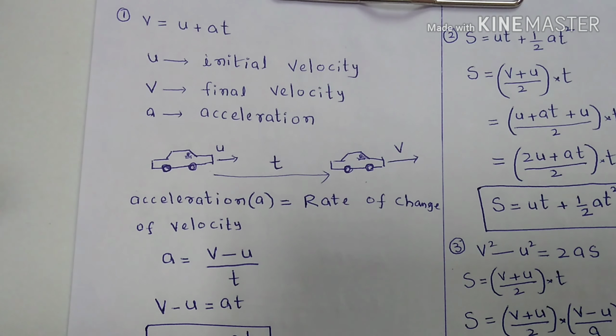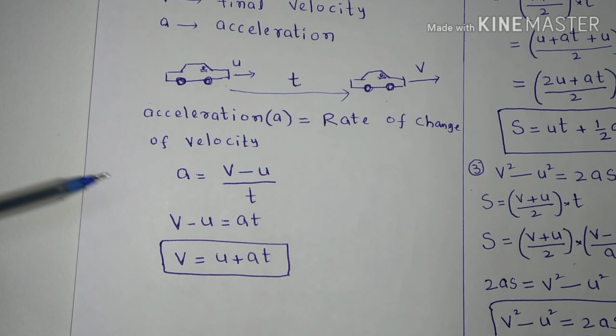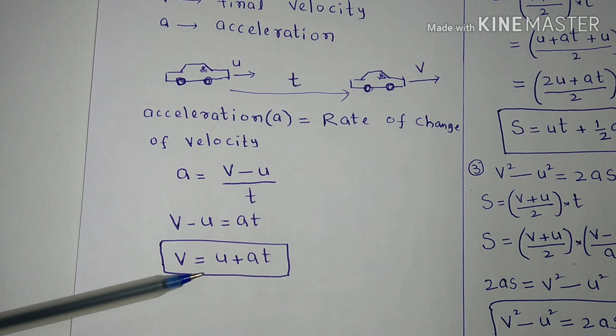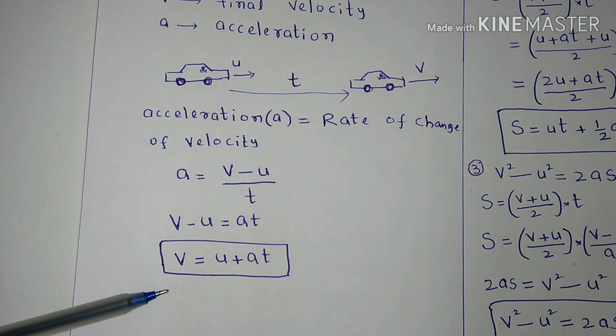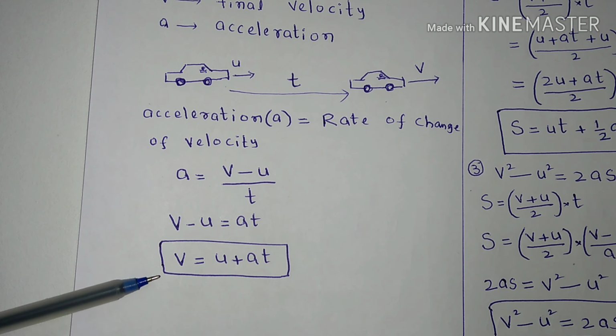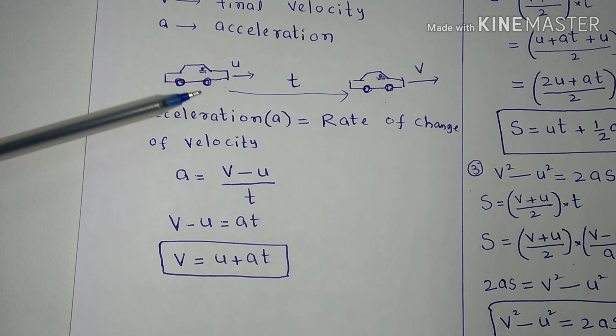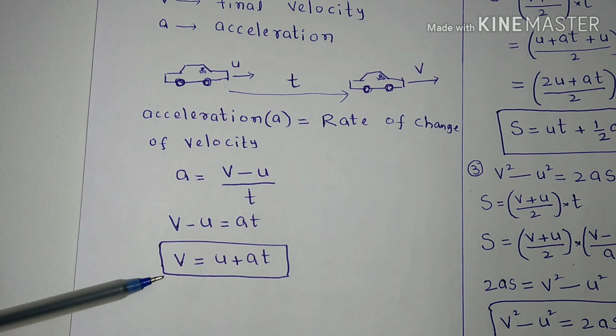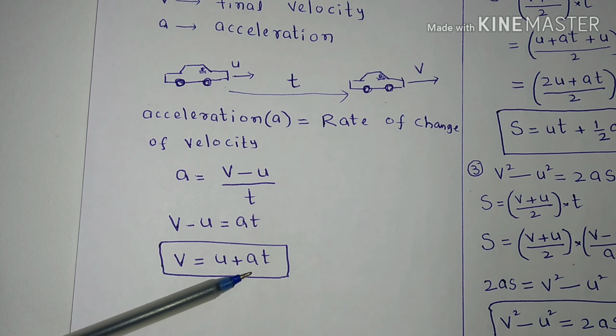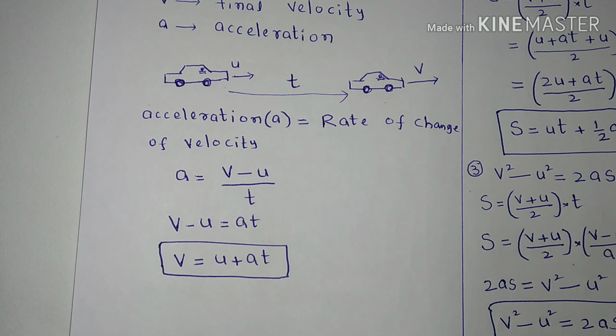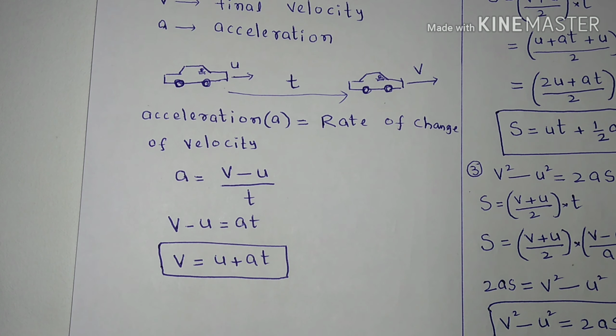Okay? So what you will get? V minus U is equal to A into t. So V is equal to U plus AT. This is the first kinematic equation we derived by using the definition of acceleration. This equation is valid for constant acceleration only. Got it now? Now we will derive the second kinematic equation.